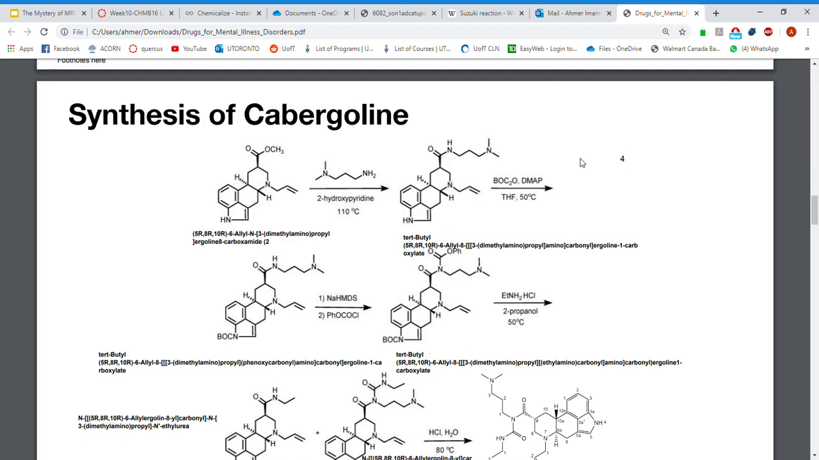So again, the ethanamine is really nucleophilic, while that carbon ketone is also electrophilic. But we need this 50 degrees. We don't need as much heat.